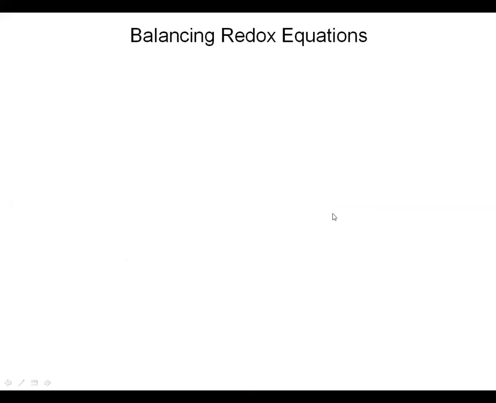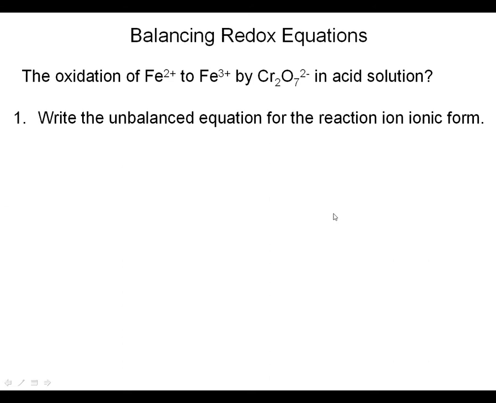As I mentioned before, perhaps some of you are familiar with balancing redox reactions in acidic or basic conditions. But what we're going to talk about again is just to make sure everybody's on the same page, the steps to follow when you have a more complicated redox reaction that you need to balance in either acidic or basic conditions.